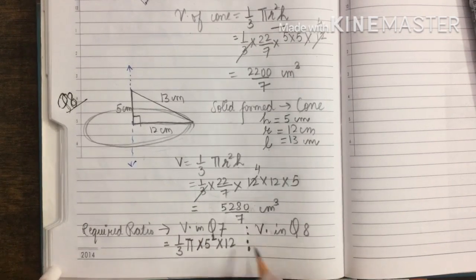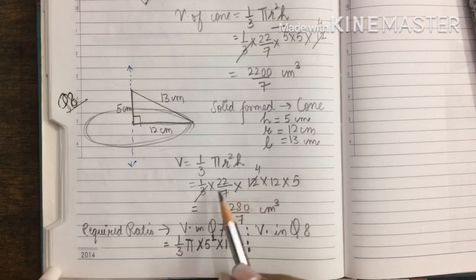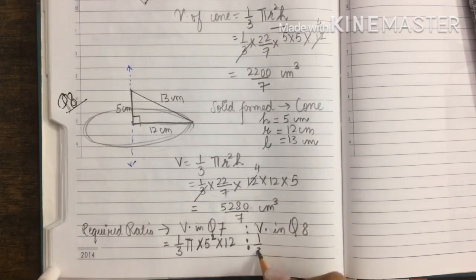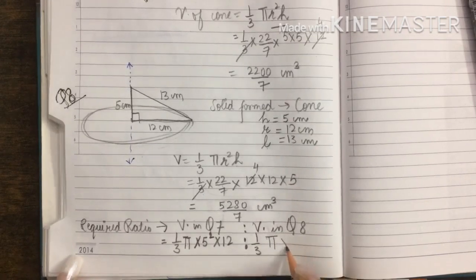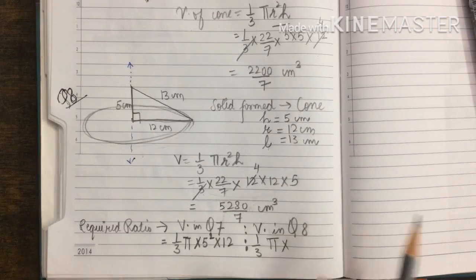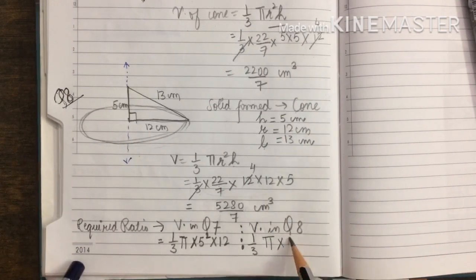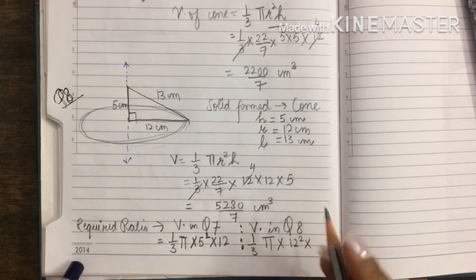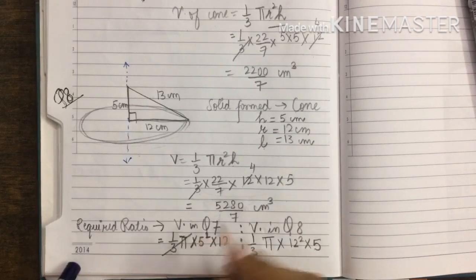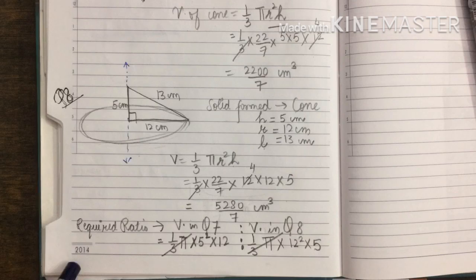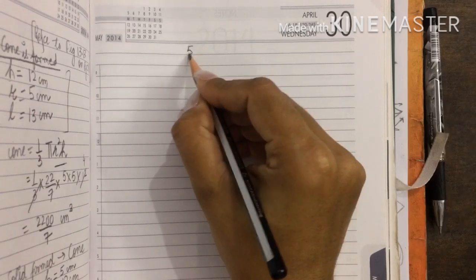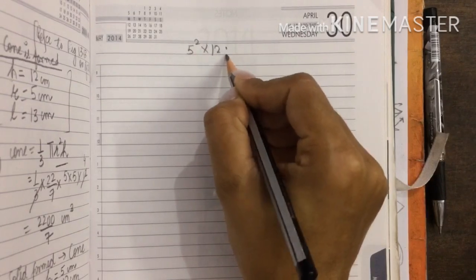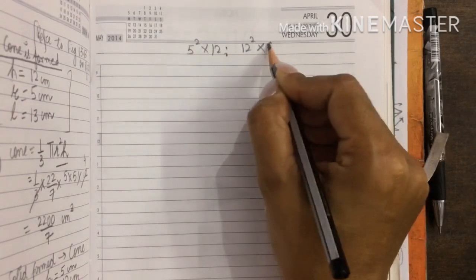Now for the volume in question number 8, before this cutting, I have 1 by 3 pi into radius square. The radius is 12, height is 5. From here 1 by 3 pi and 1 by 3 pi, they get cancelled. Let's simplify the remaining part. We are left with 5 square into 12 is to 12 square into 5.